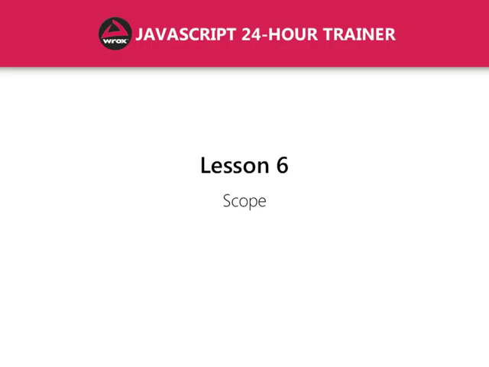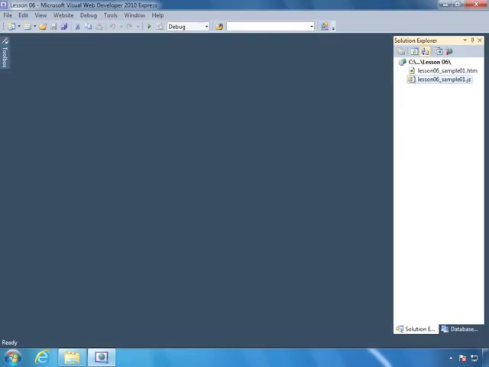Scope is an important concept in programming, and especially in JavaScript, so it's very important for us to understand how scope works because it determines what functions and variables we can see and access in other parts of our code. JavaScript has a global scope.